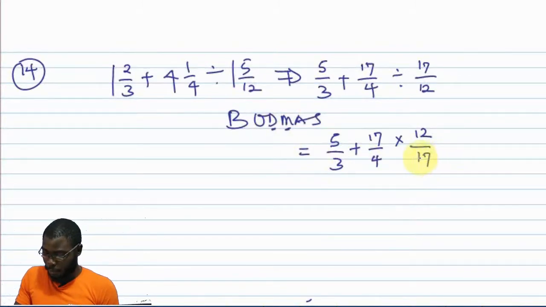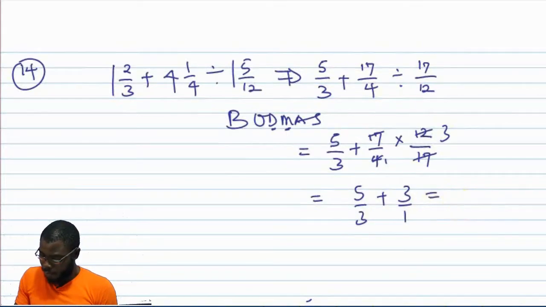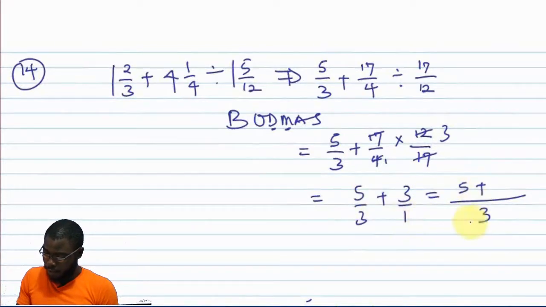The next thing we'll deal with will be the multiplication. So this cancels out this, and this takes out of this 1 is 3. So this will be equal to 5 over 3 plus 3, which is the same thing as 3 over 1. We'll find the LCM, which is 3. 3 in 3, 1 times 5, 5, plus 1 in 3, 3, 1 and 3, 3 times 3, 9. So this is going to be equal to 5 plus 9.